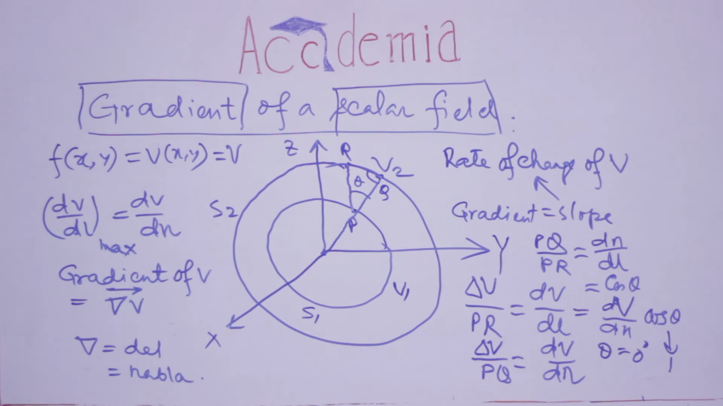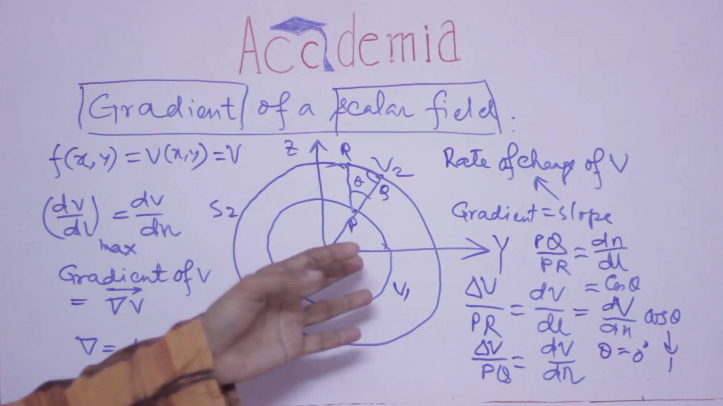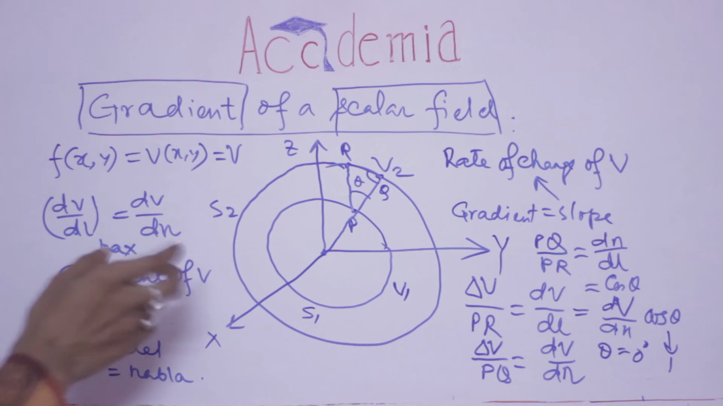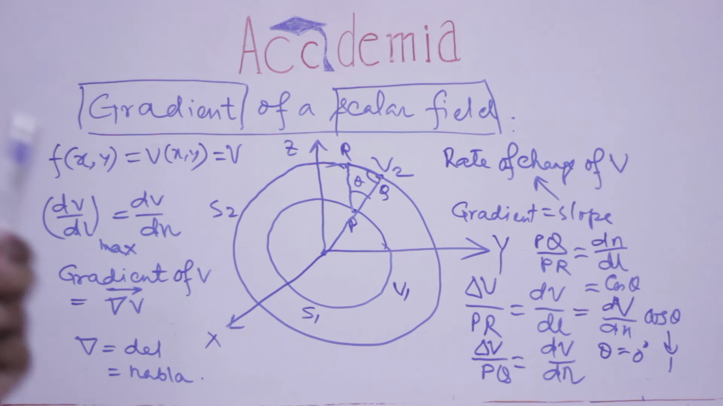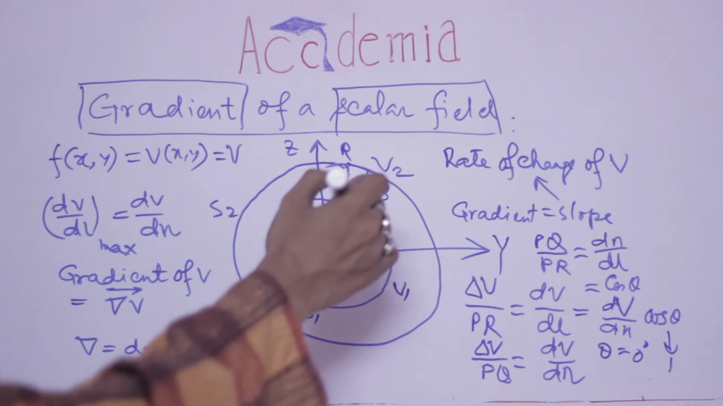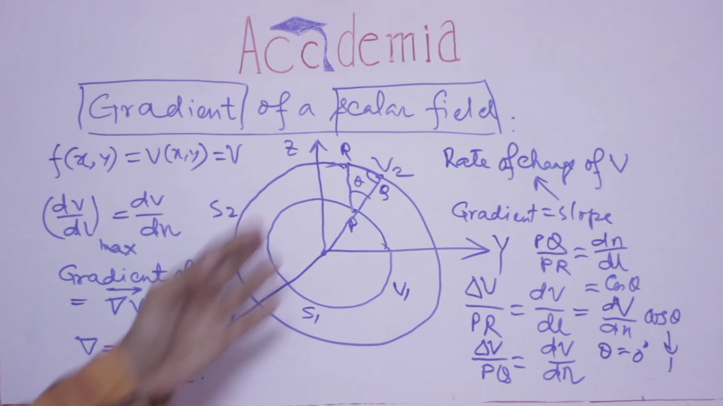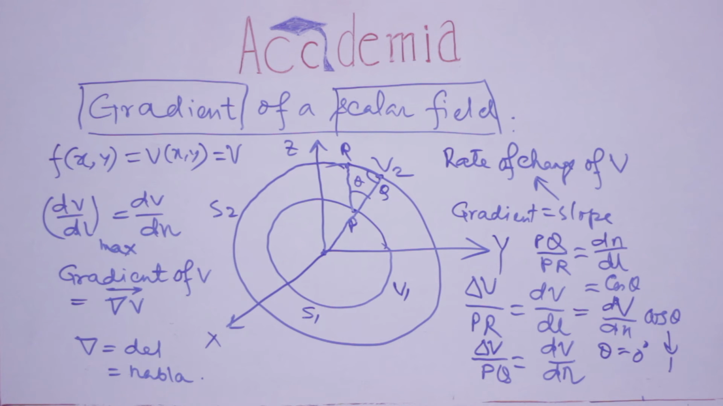So the maximum rate of change occurs in the radial direction only, not in any other arbitrary direction. So gradient of v has a particular direction associated with it. Hence gradient of v is not a scalar, it is a vector. That is why we put a vector sign over gradient of v. Now, how do we describe gradient of v in three-dimensional Cartesian coordinate space?